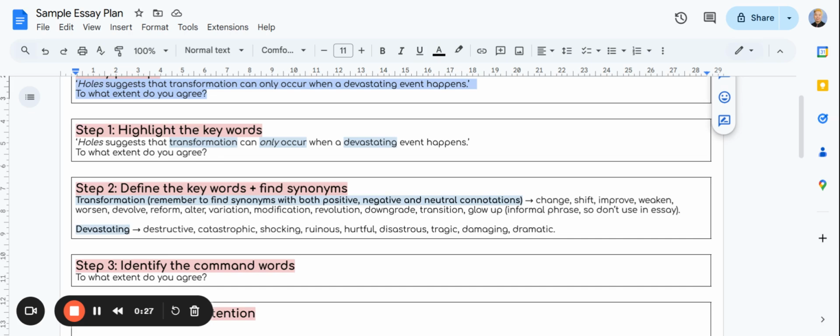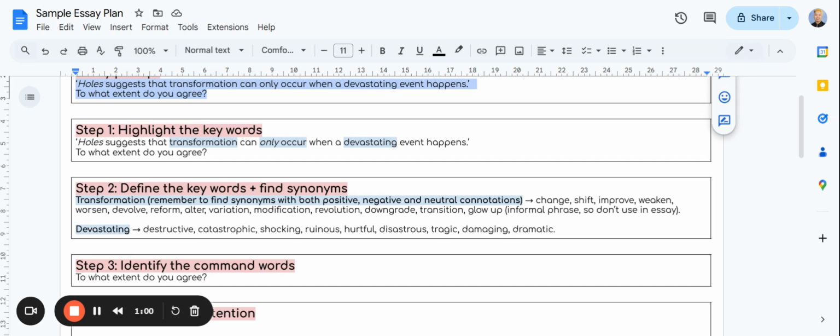As I've been walking around and checking in on you across the week, a lot of students I'm noticing are doing steps 1 to 3 of the essay planning process very, very well. You're highlighting the keywords, finding synonyms for those keywords, defining them, and thinking about what they mean in relation to the book. And I'm starting to notice you guys are really thinking about the command words in each of these topics and what they're asking you to write about.